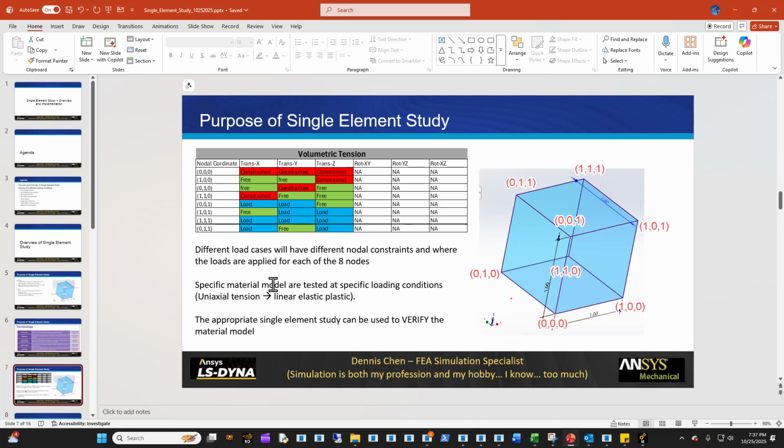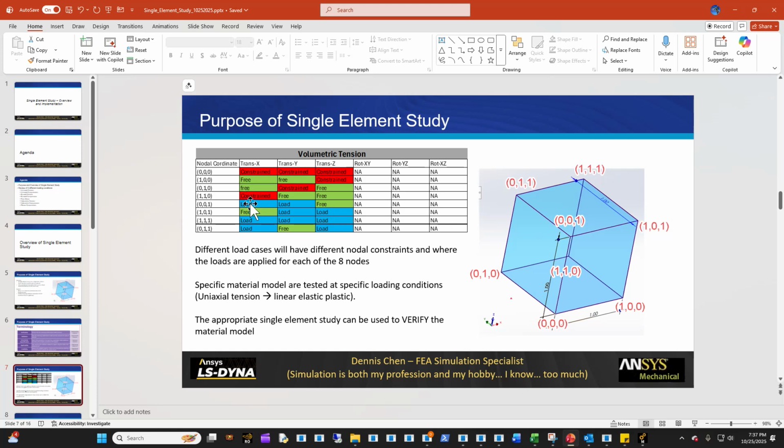But overall, this is basically how I'm going to describe, as a summary, how to do the single element study: for each node, I'm going to describe the constraint applied to that node. Whether it's going to be constrained in that degree of freedom, whether it's going to be free in that degree of freedom, or whether a load is applied. When a load is applied, it's basically moving that node in that specific direction. Okay, that's what it means.